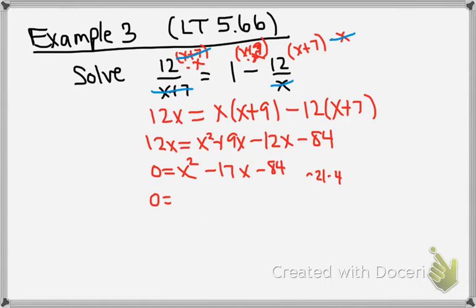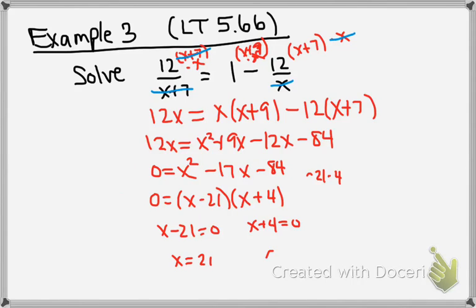So to finish factoring, I then have x minus 21 and then x plus 4. Now set each of those equal to 0. So x minus 21 equals 0 and x plus 4 equals 0. So x is equal to 21 and x is equal to negative 4. And those are my answers to this problem.